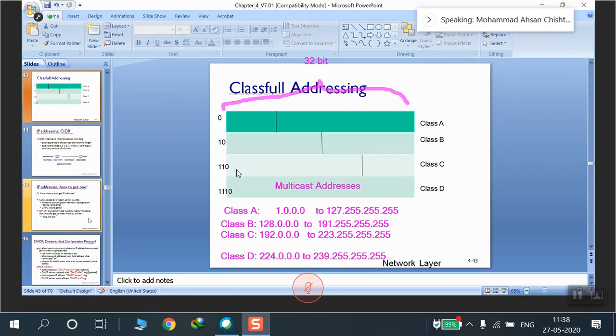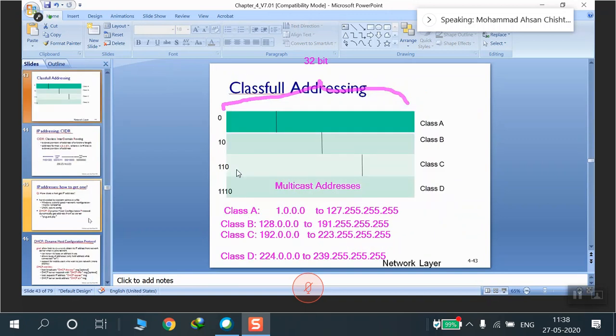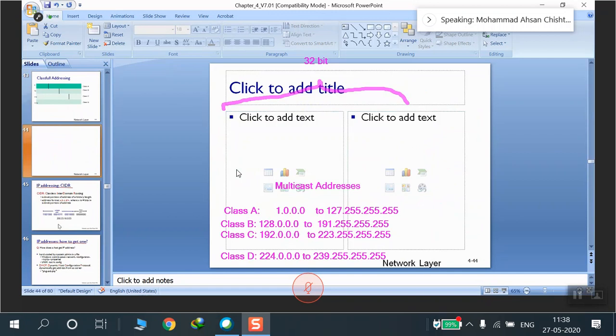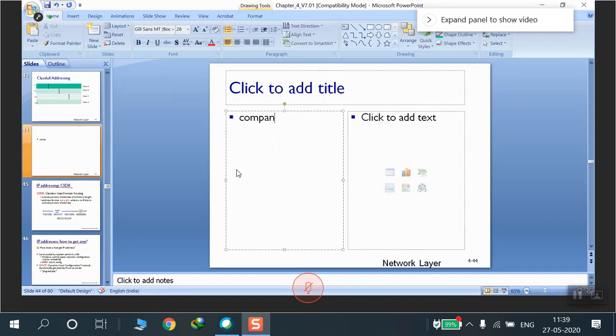There is a problem with classful addressing that we just now studied. What is the problem here? Let us see. A question here comes: if a company wants 2000 addresses, how many would class C provide? Can anybody answer this?